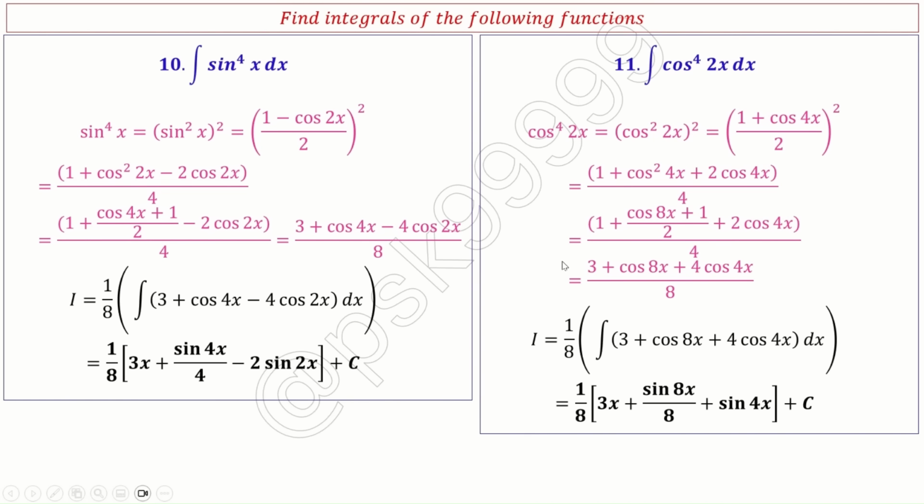Next. Cos to the power of 4, 2x dx. Almost similar to this one, not much different actually. So I'll call this cos square 2x whole square, which is nothing but 1 plus cos 4x by 2 whole square. And I am expanding this: 1 plus cos square 4x plus 2 cos 4x. I'm not going to touch this one, this is a simple integration. Only this one I need to worry about, so I'll convert this again into cos 8x terms. Finally I'll get 3 plus cos 8x plus 4 cos 4x divided by 8. For that, the integration is here. This is the integration, almost the same problem as this. Okay, next.